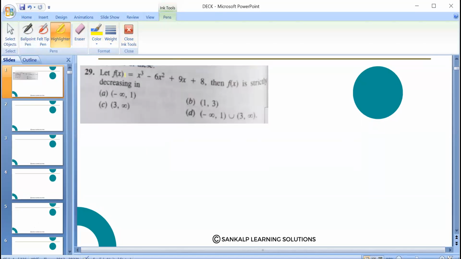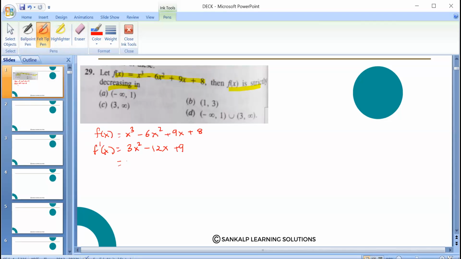This is question number 29. As per the question, the function x cubed minus 6x squared plus 9x plus 8 is strictly decreasing in which interval? So first we have to take the function x cubed minus 6x squared plus 9x plus 8. Find the derivative of the function: 3x squared minus 12x plus 9, or 3 into x squared minus 4x plus 3.